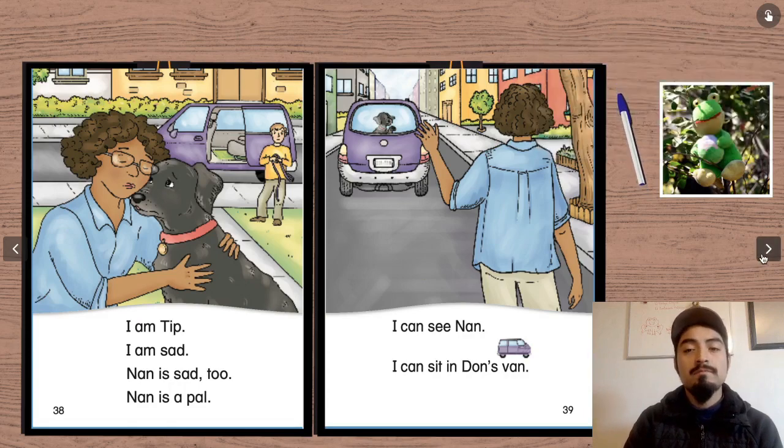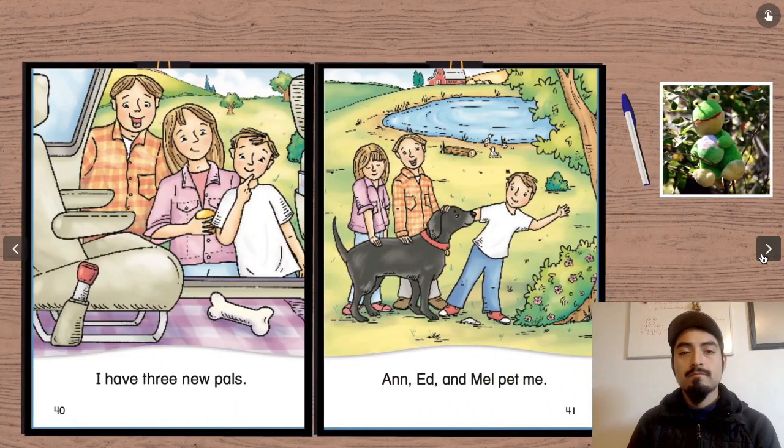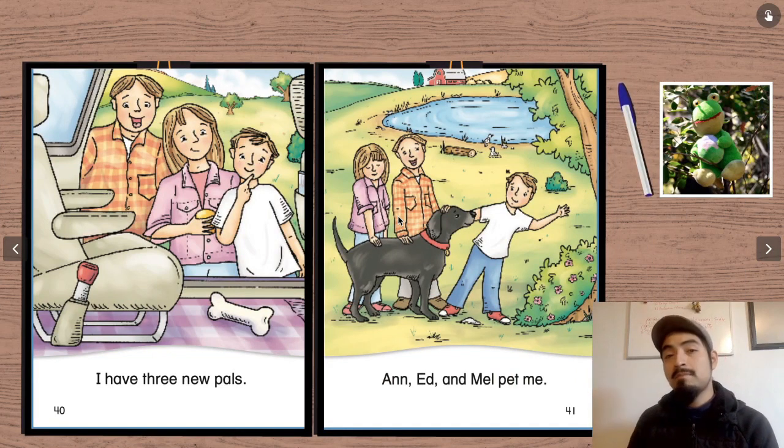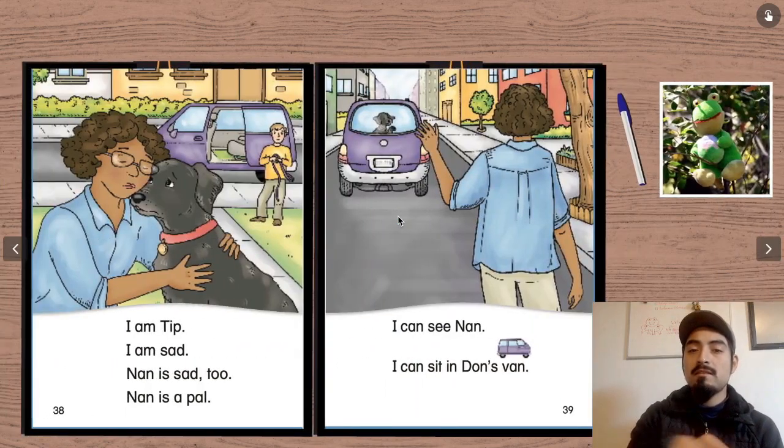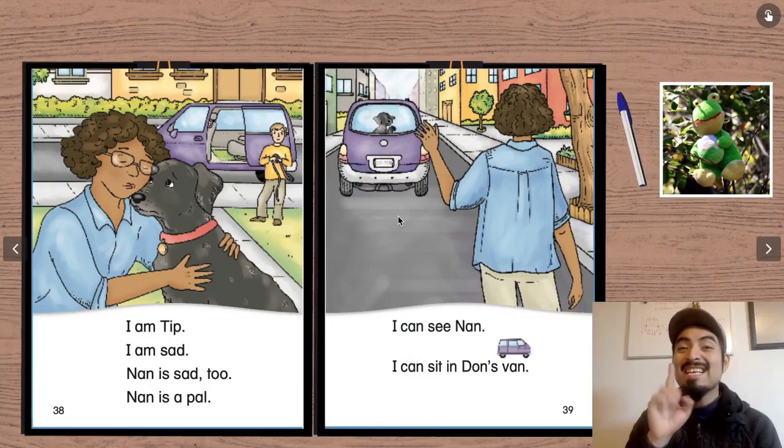Let's continue. Take a look at the pictures. Now Tip is in a different place. Totally different from this place. Do you notice that? Where is Tip here? Tip is in there. That's right. Tip is in the city.